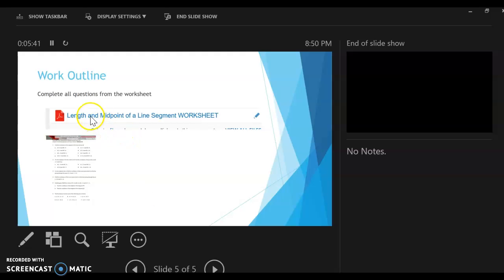And so now go to the PDF file, download the worksheet, which is this one here, nice and simple. Do all the questions and you have the answers on the second sheet.